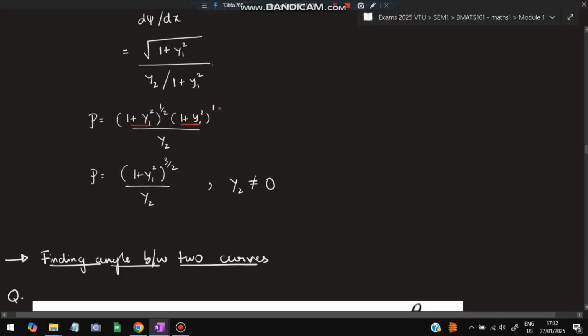So 1 plus 2, 1 by 2 plus 1 is 3 by 2, so 3 by 2 will be getting here, and 1 plus y1 square will remain as such, and y2 will also remain as such. This is the proof we needed to do, right? You can write this 2 or 3 times, and make sure you don't miss this question. This is a super repeated one.